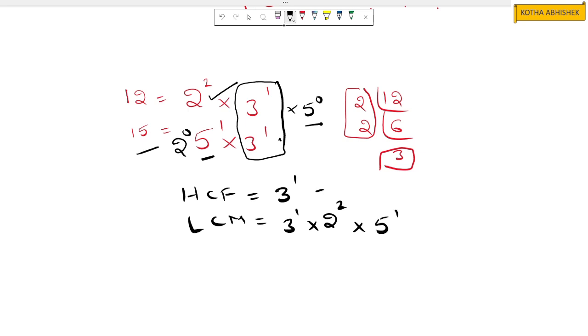So now the HCF is 3 power 1, which is the same as 3. For the LCM, 3 power 1 is 3, into 2 power 2 is 4, into 5 power 1 is 5. So 3 fours are 12, 12 fives are 60. Whichever method you use, you will get the same answer. So whichever one you are perfect with, go with that method only.